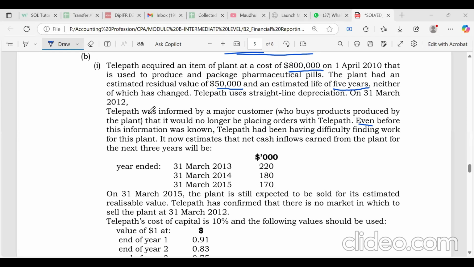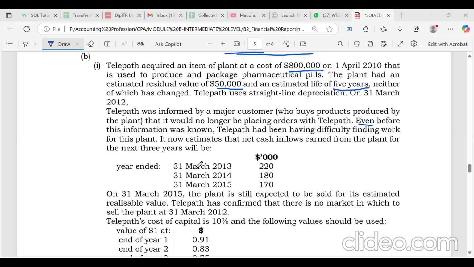Okay, so here we are told Telepath had been having difficulty finding work for this plant. It now estimates that net cash inflows earned from the plant for the next 3 years will be as follows.